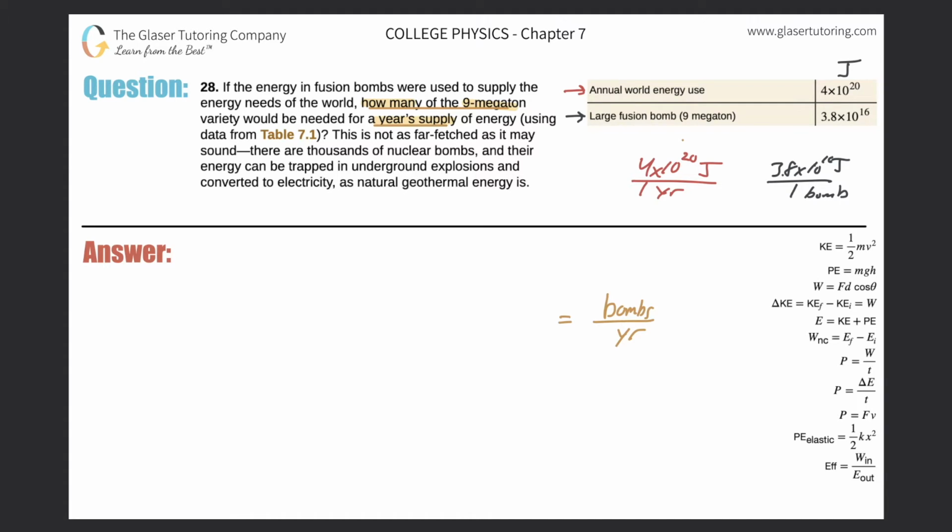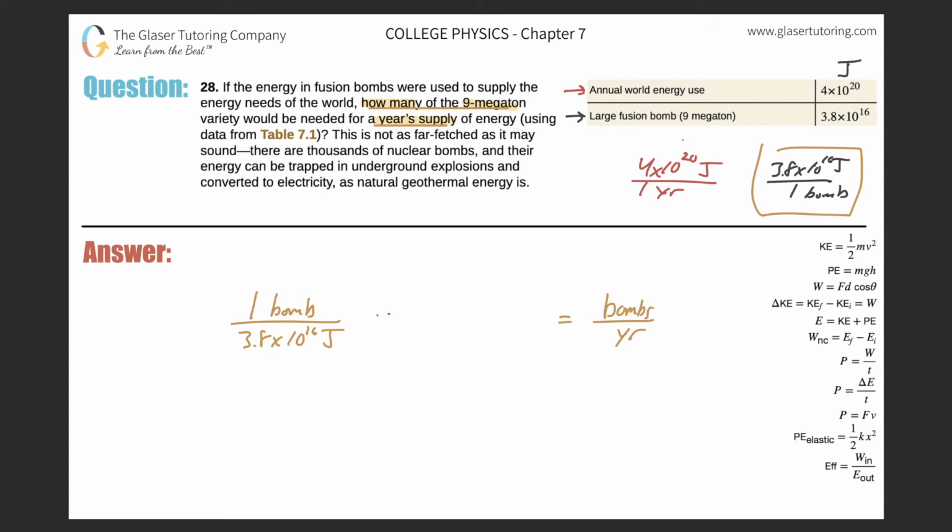So here we have to take bomb in the denominator and bring it up into the numerator. What I'm going to do is flip this ratio first, and write it on the left-hand side. So 1 bomb over 3.8 times 10 to the 16 joules. I can't even read my own handwriting, sorry. That's great, so I have bombs in the numerator.